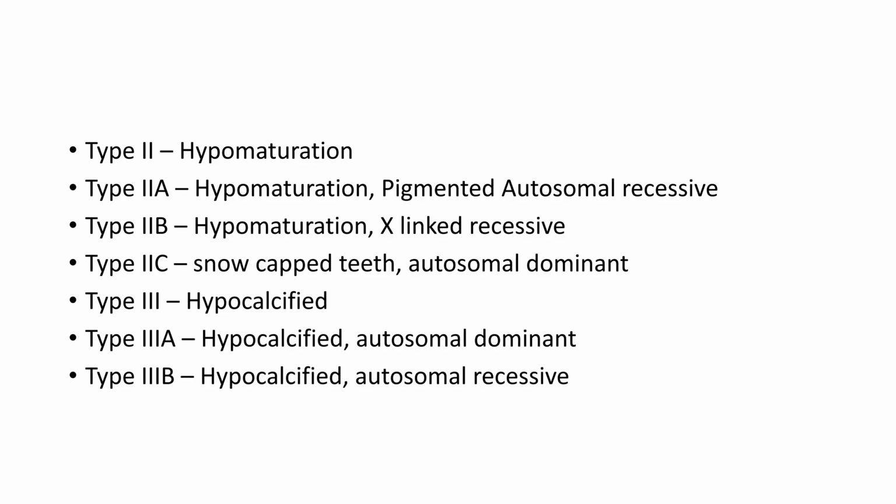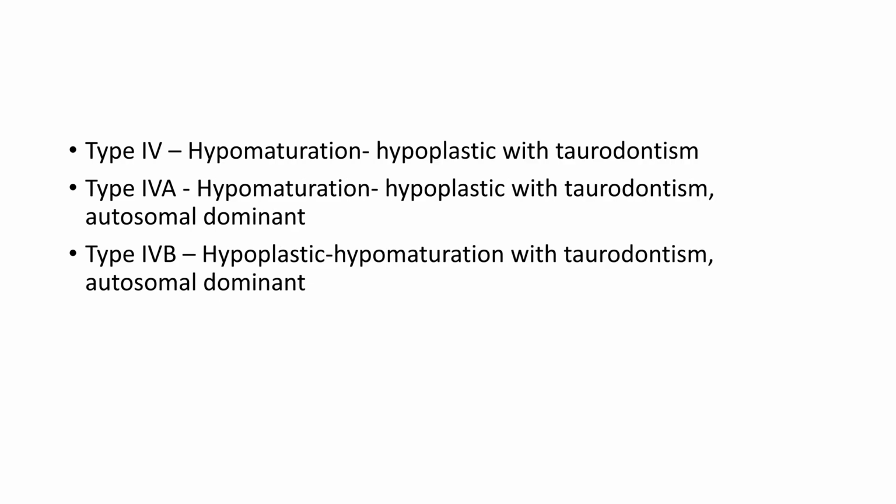Type 2A is hypomaturation pigmented autosomal recessive. Type 2B, hypomaturation X-linked recessive. Type 2C, snow-capped teeth autosomal dominant. Type 3 is the hypocalcified type of amelogenesis imperfecta. Type 3A is hypocalcified autosomal dominant. Type 3B is hypocalcified autosomal recessive.